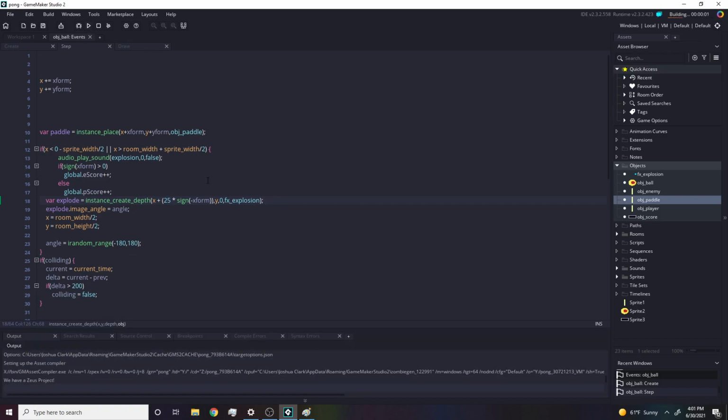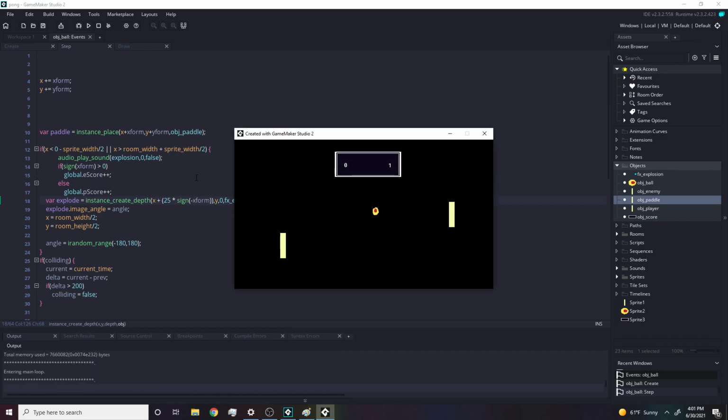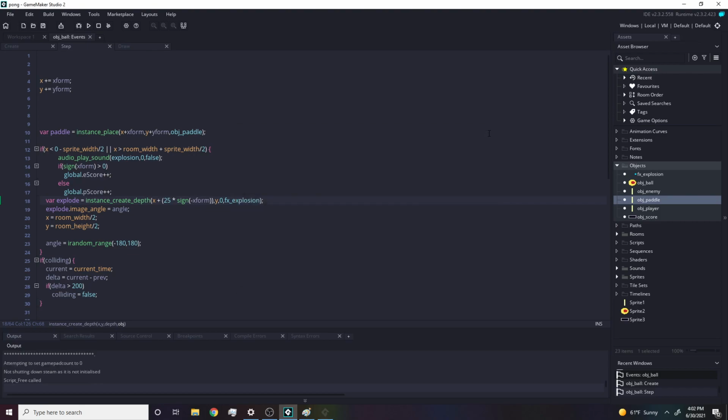Let's see the game real quick so you guys see what I'm talking about. So we have the ball, it's moving, and we'll do a little explode animation there. I'm sorry, the explode animation is kind of annoying. I didn't realize how obnoxious it would be when I made it.